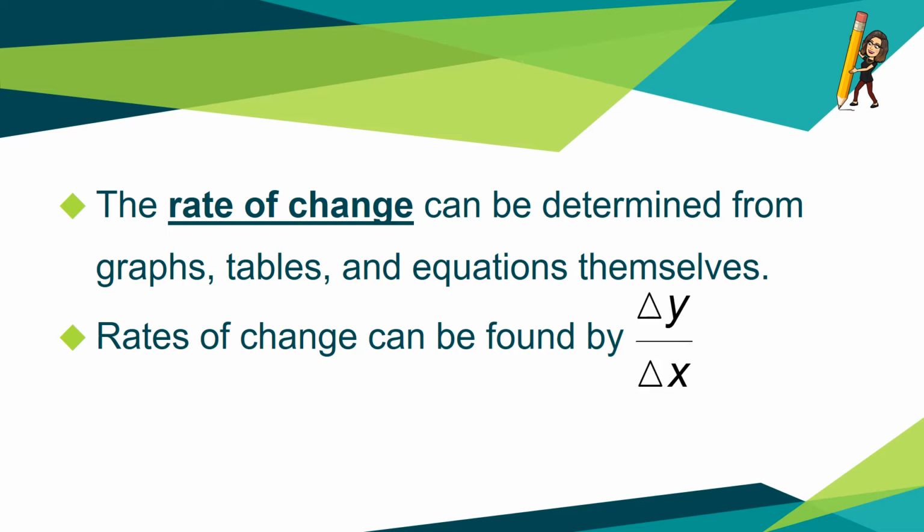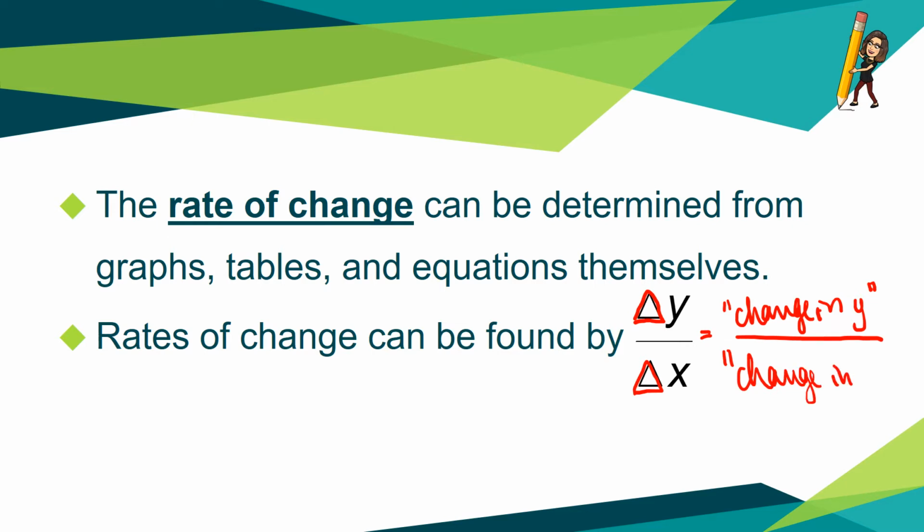The rate of change is found by this fraction, delta y over delta x. And this little triangle delta, we read that as change in y over or divided by the change in x. So if you want to say change in y, that's how we read delta, or if you want to say delta, change in x. So we calculate the rate of change by the change in y over the change in x.